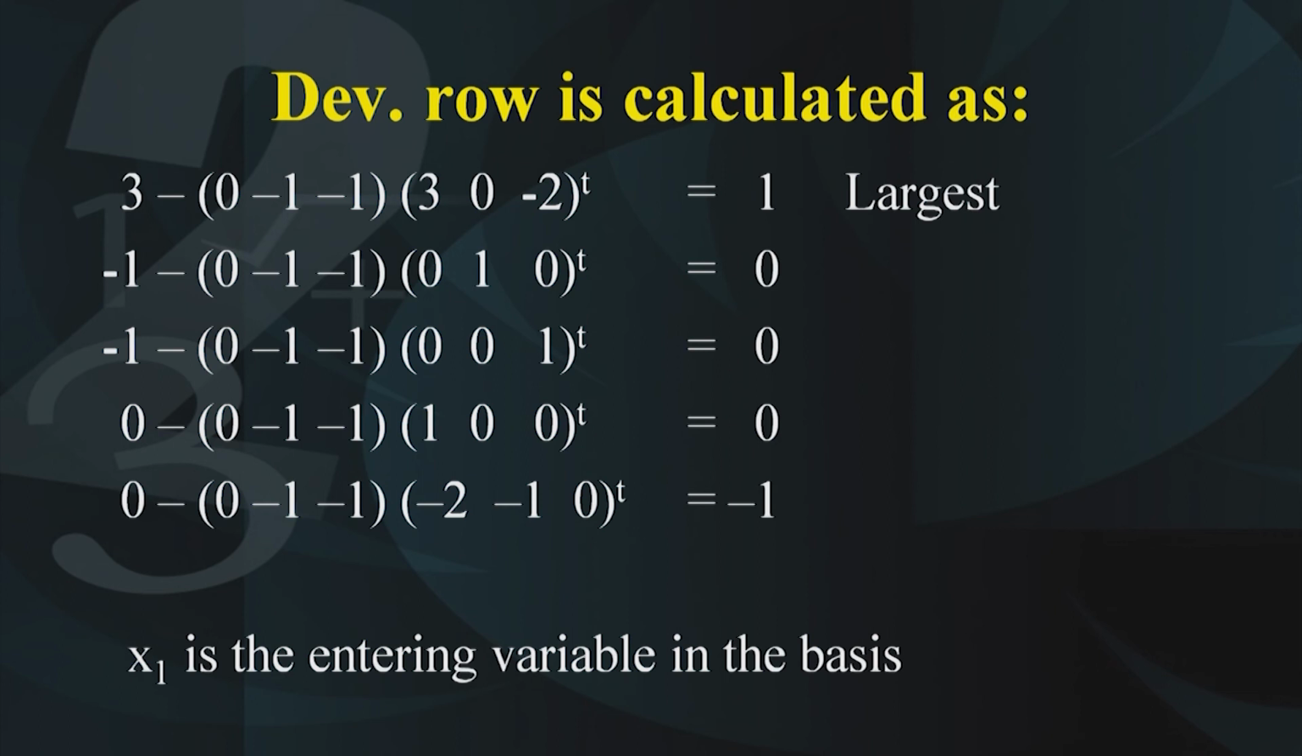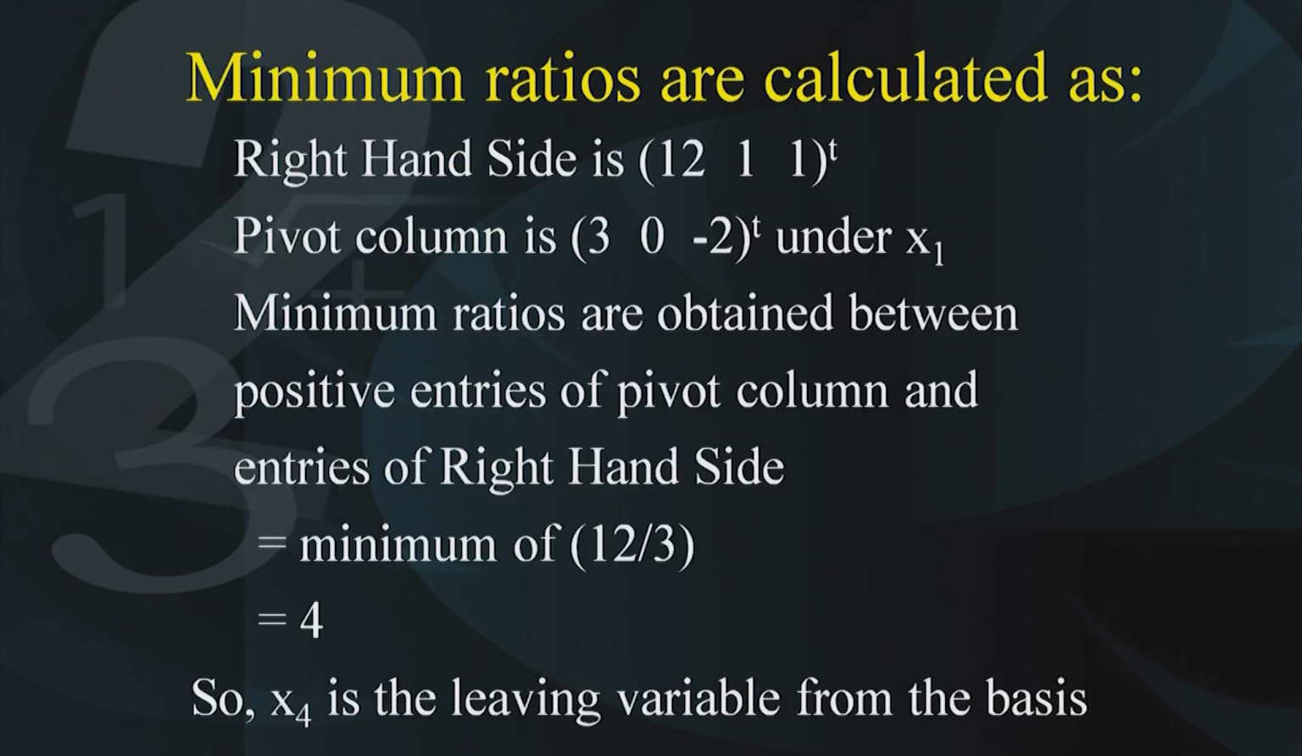And this tells us that amongst these deviation entries, the first one is the largest, and this indicates that x1 should be the entering variable at this particular stage. Next comes the minimum ratio test for determining which variable should leave the basis.